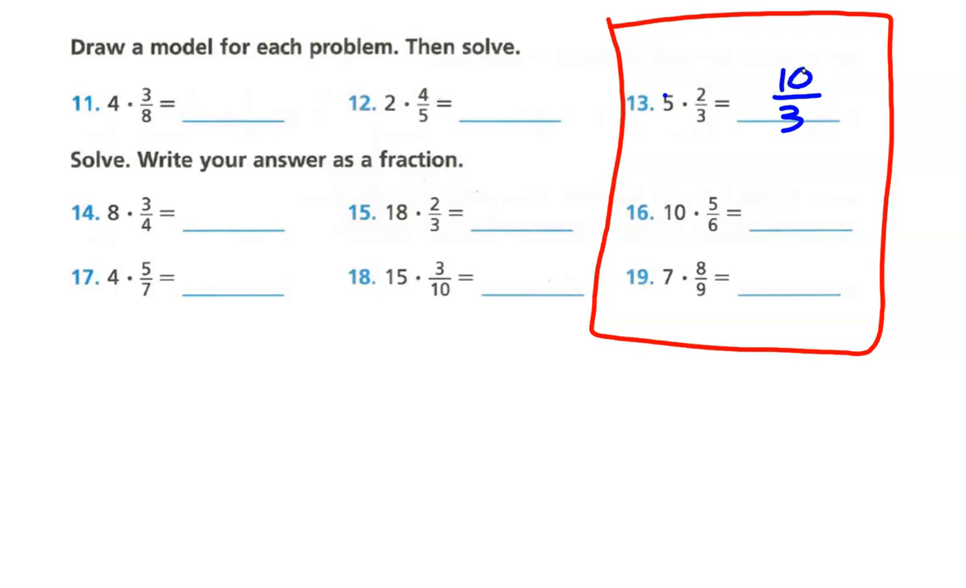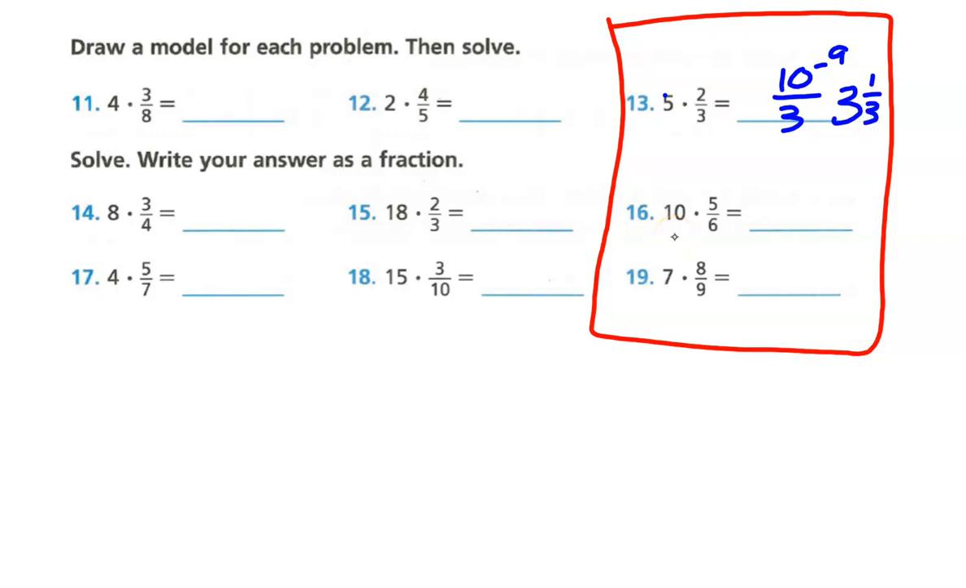So you could leave this as an improper fraction. I'd love for you to practice not doing that. So 10/3, if you were to write that as a mixed number, you ask yourself, how many times does 3 go into 10? 3, 6, 9 would be 3 times. I'm going to now subtract that 9 from the 10, which leaves me with 1/3.